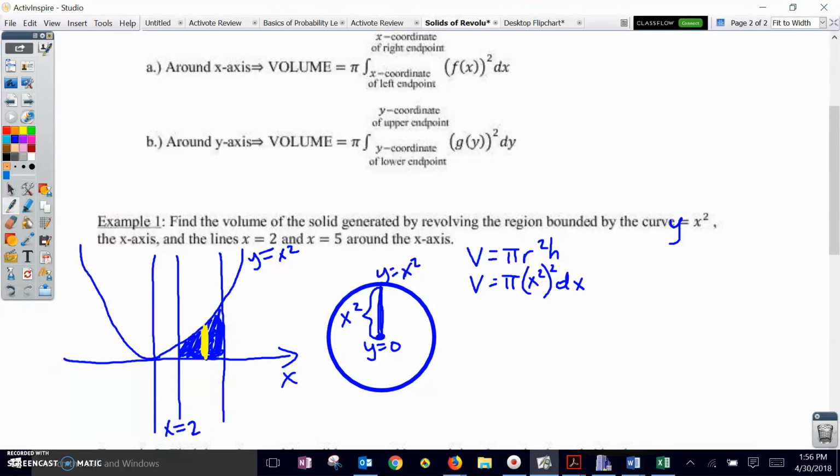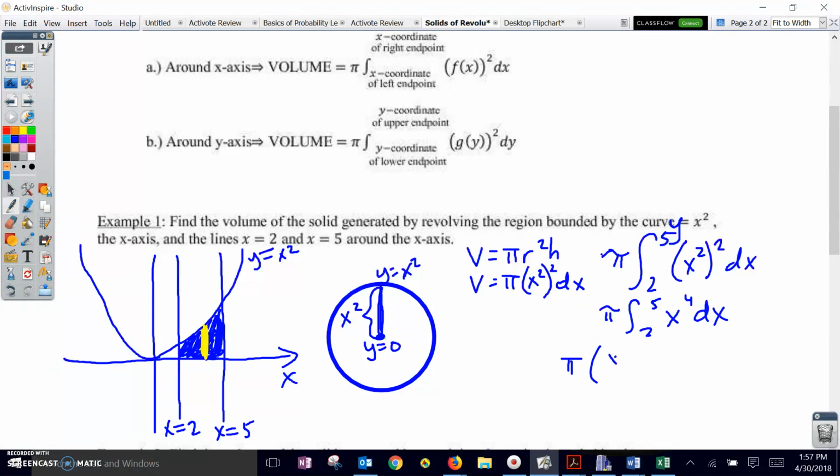And so now we're just going to take that from x equals 2 to x equals 5, and we'll set up our integral. We've got the pi, which we'll bring out in front of the integral, times the integral from 2 to 5 of the radius squared times the thickness. So we've got pi times the integral from 2 to 5 of x to the 4th. And at this point, we can make a decision. We can either integrate this by hand, or we can use our graphing calculator and the numerical integral to find this volume. But I'm just going to go ahead and integrate it by hand.